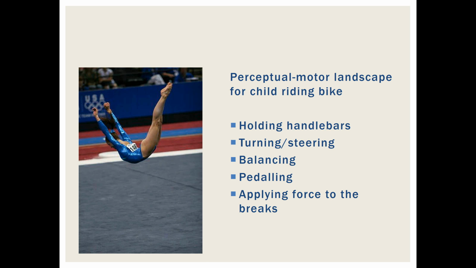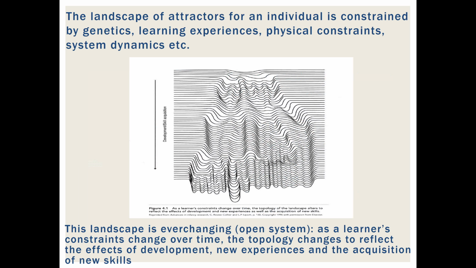Oh, sorry, this is not someone riding a bike. That should have been a picture of someone riding a bike, but think about it similarly. Someone riding a bike, or a child learning how to ride a bike, is going to have to build attractive states for every single part of riding a bike: how to press the pedals, how to hold the handlebars, how to steer at high speed, how to squeeze the brakes, etc. And all of those are going to build a perceptual motor landscape of riding a bike.